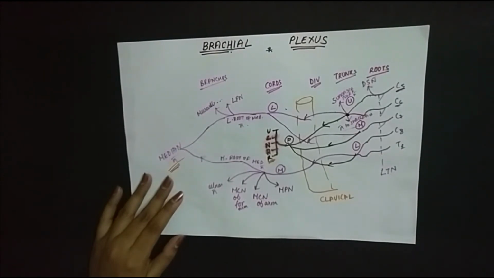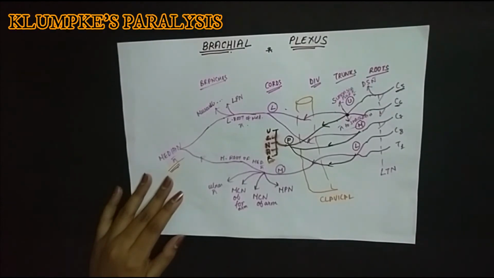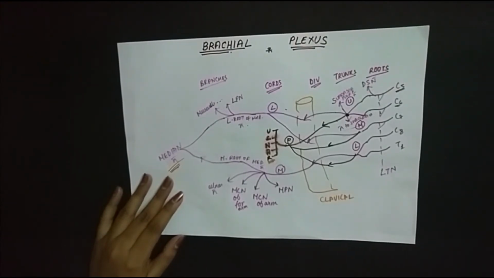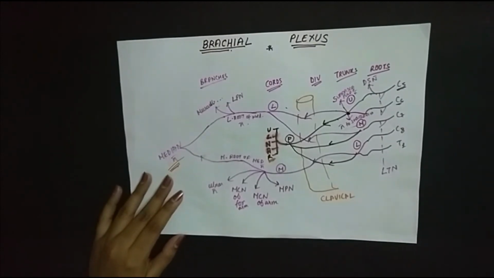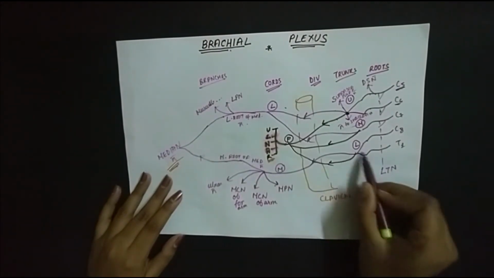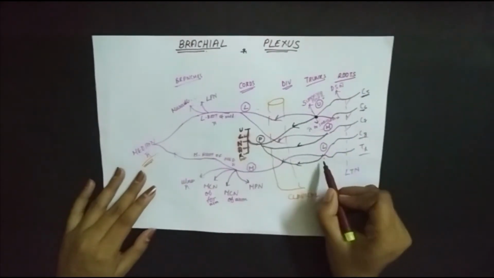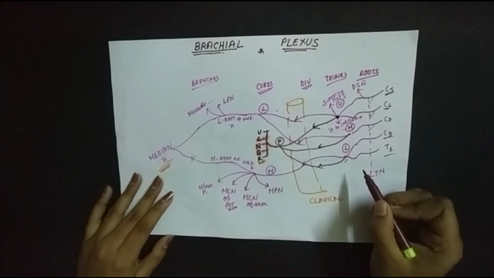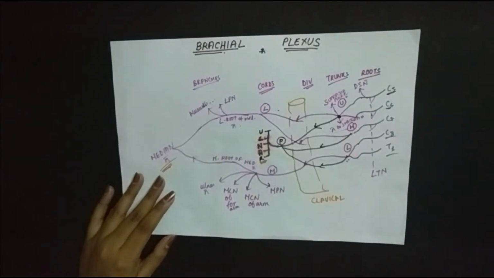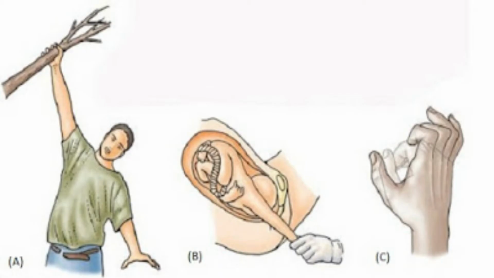Now next, the clinical we have is Klumpke's paralysis, which is again an important short note. In Klumpke's paralysis, the site of injury is the lower trunk of the brachial plexus. So this is the lower trunk of the brachial plexus. You know, it is formed by the C8 and T1 nerve roots. So this is the most common site of injury. Causes of injury are undue abduction of the arm, as in clutching something with the hand after a fall from a height, or sometimes in birth injury.